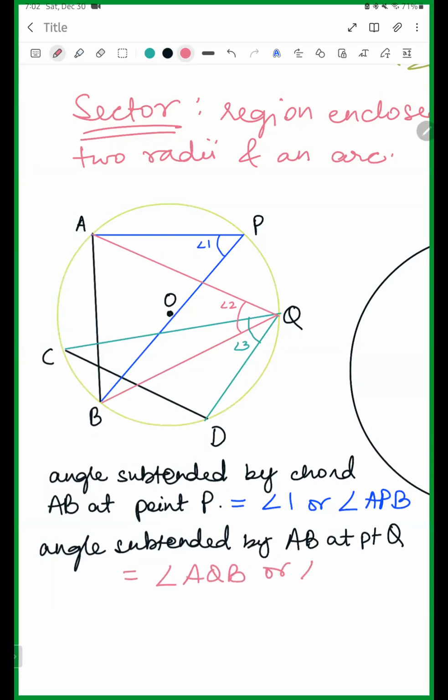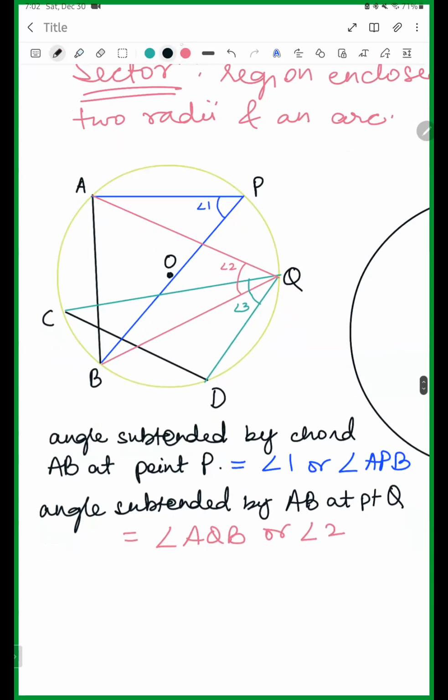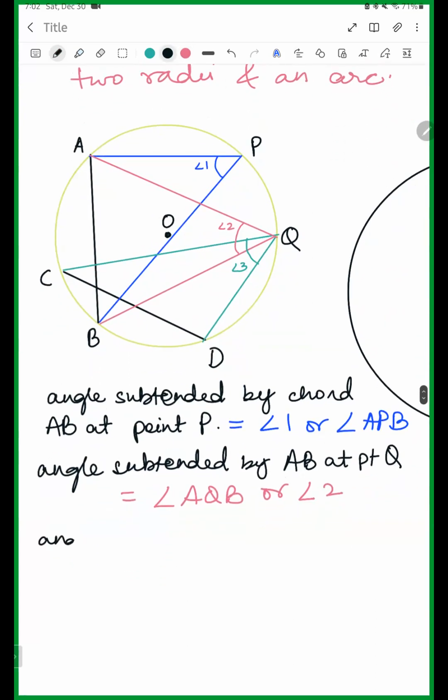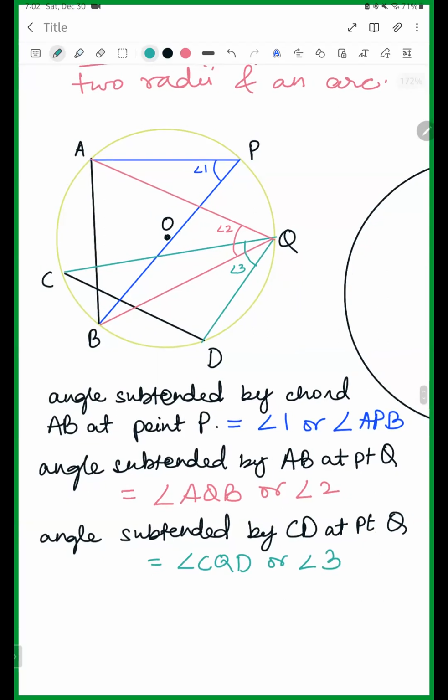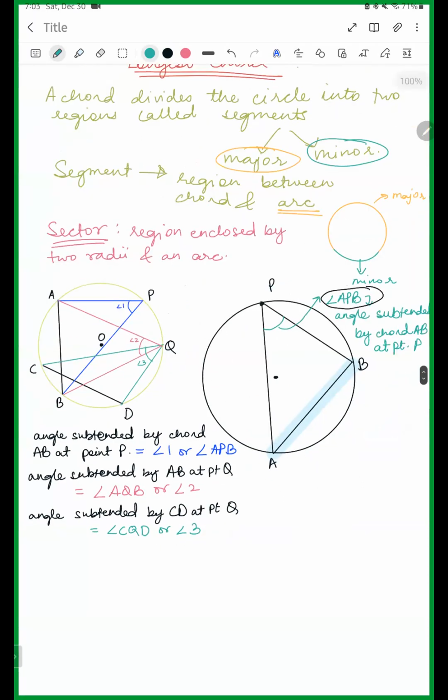or angle 2. Okay. Now the last one, angle subtended by the chord CD at point Q. This is angle CQD or angle 3. Very good. Very good. This is angle CQD or angle 3. Okay, so I hope by now you've understood what this angle subtended by it means.